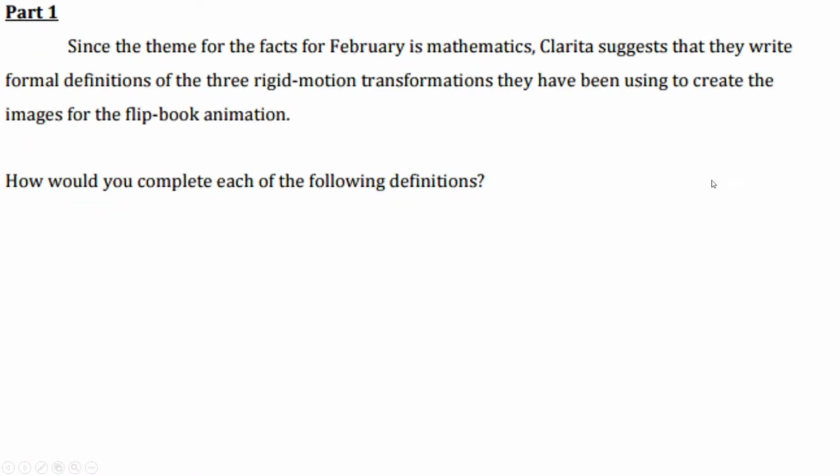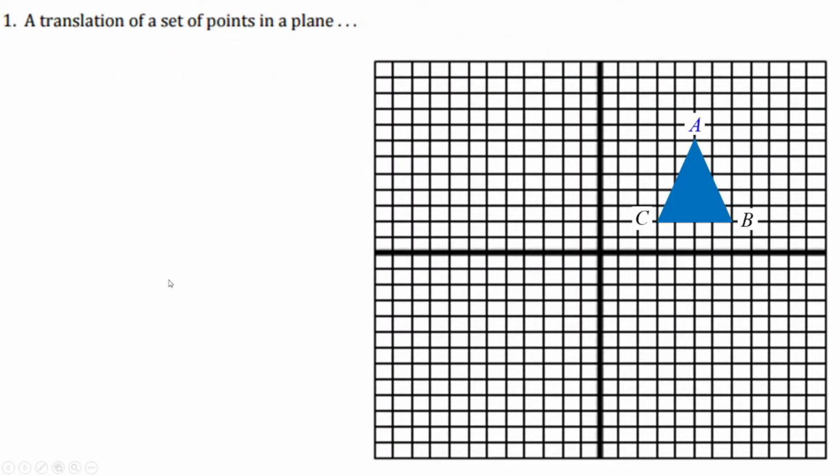Part 1. Since the theme for the facts for February is mathematics, Clarita suggests that they write formal definitions of the 3 rigid transformations they have been using to create the images for the flipbook animation. That's a great idea. How would you complete each of the following definitions? All right, so a translation of a set of points in a plane.